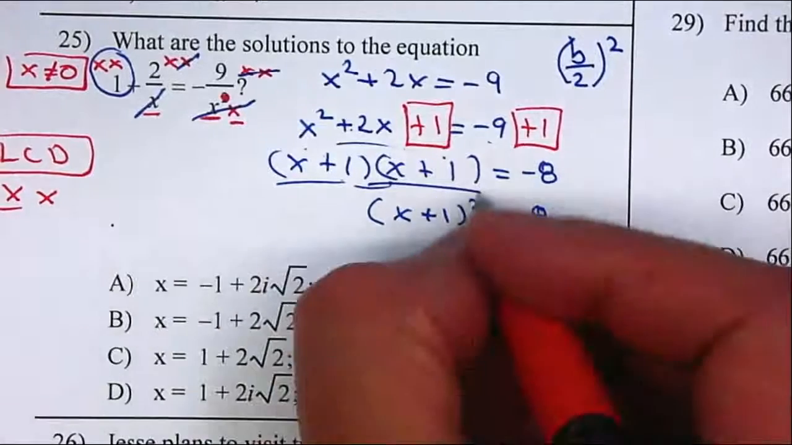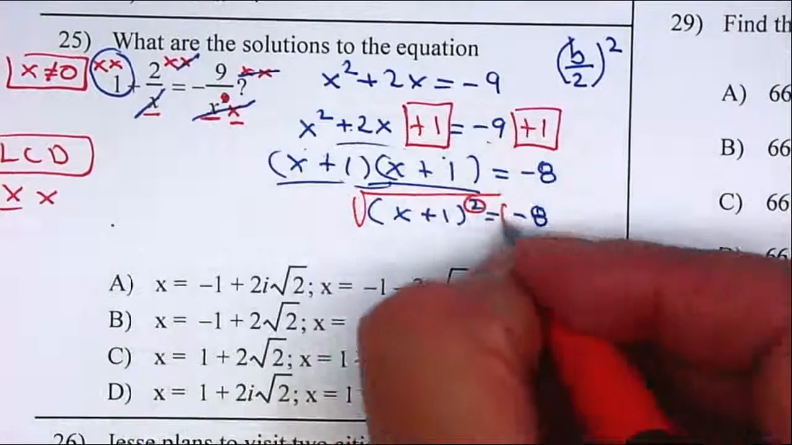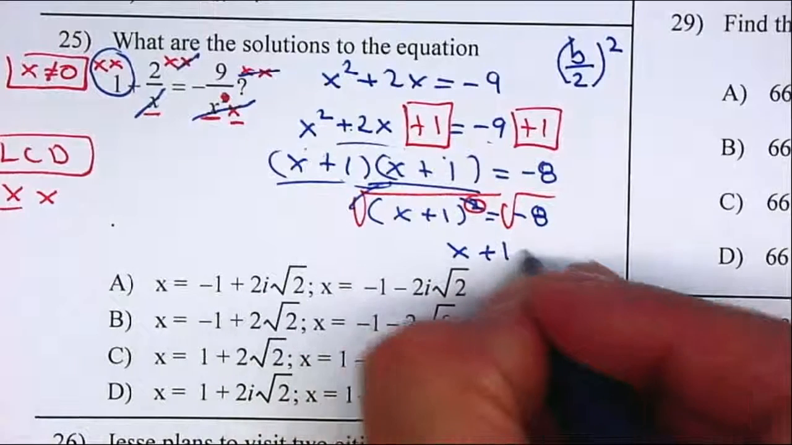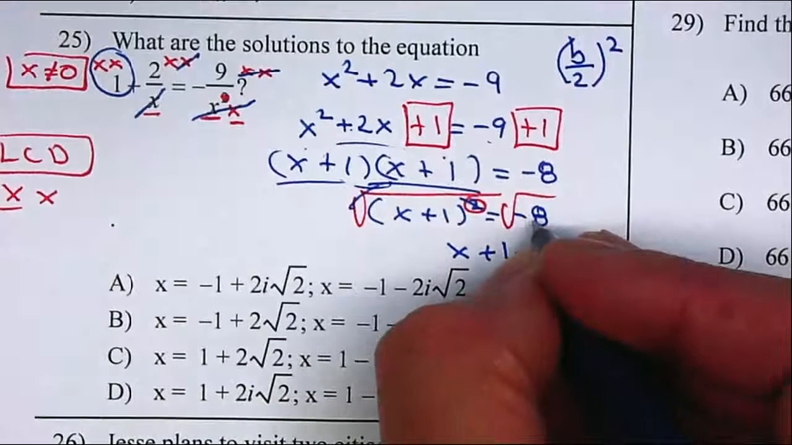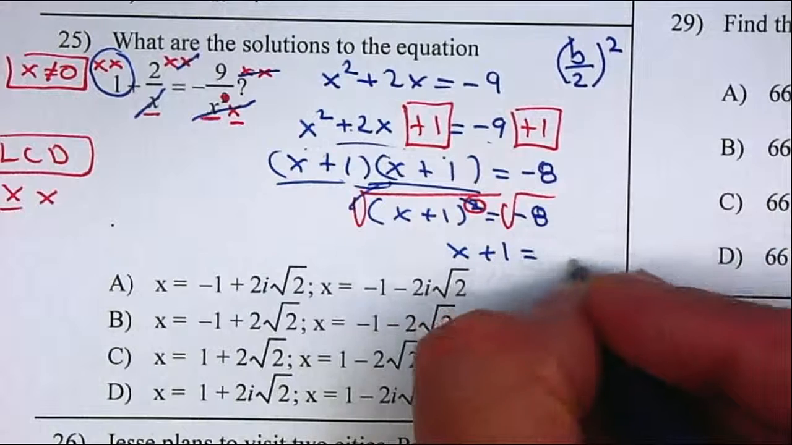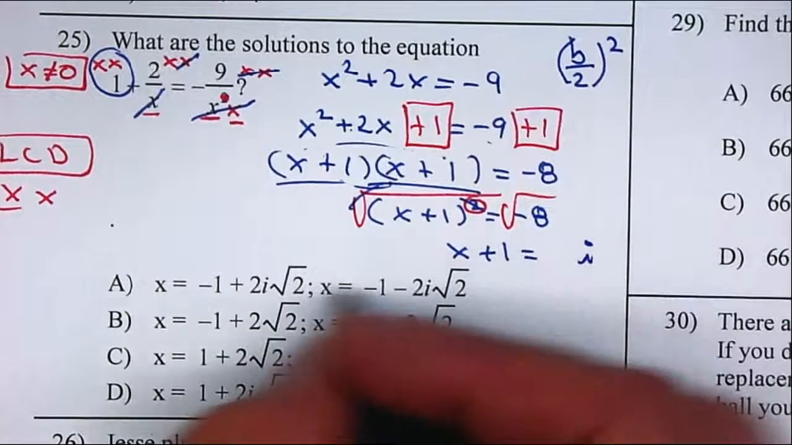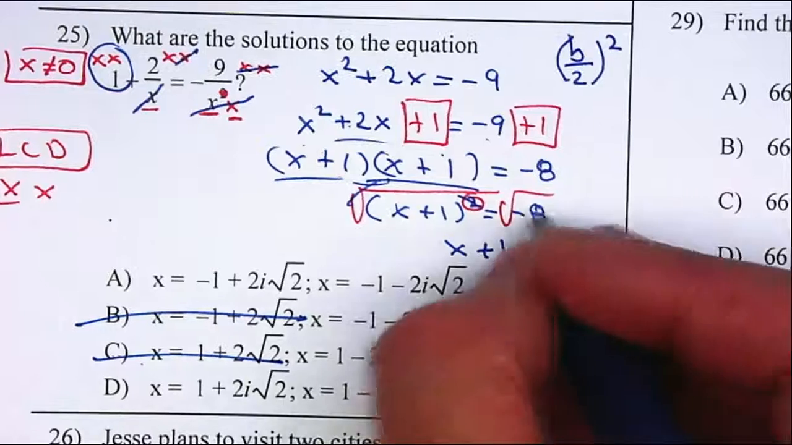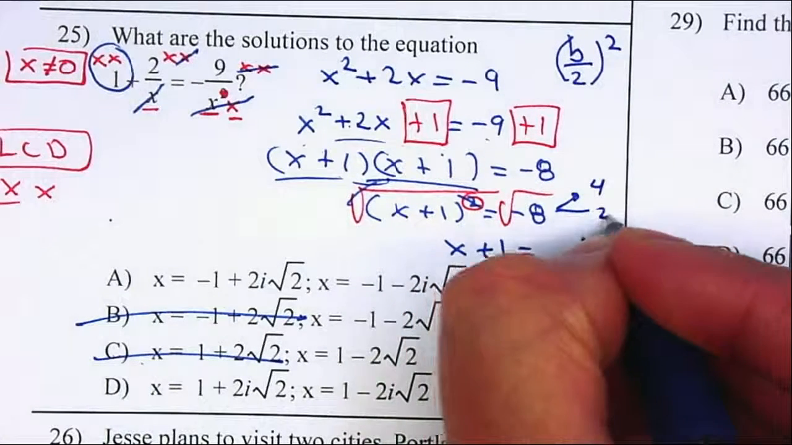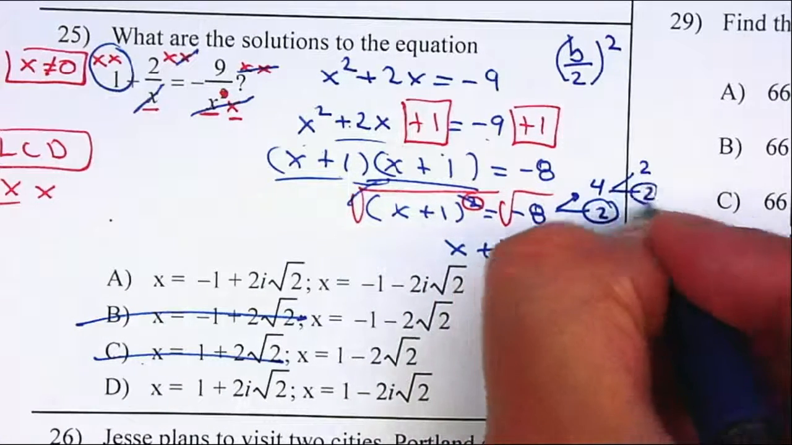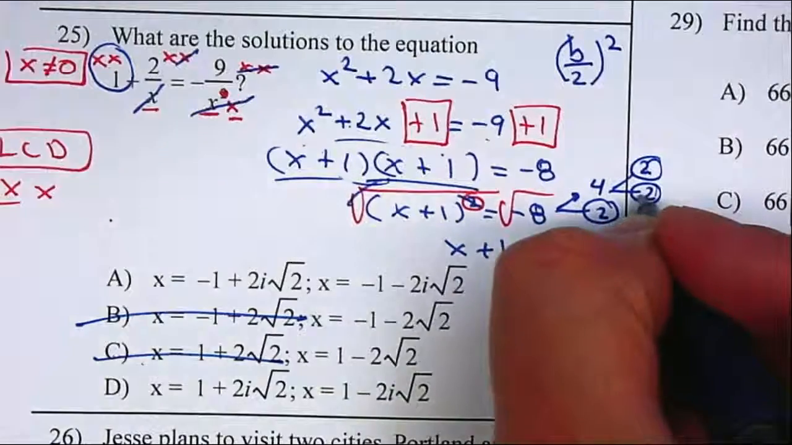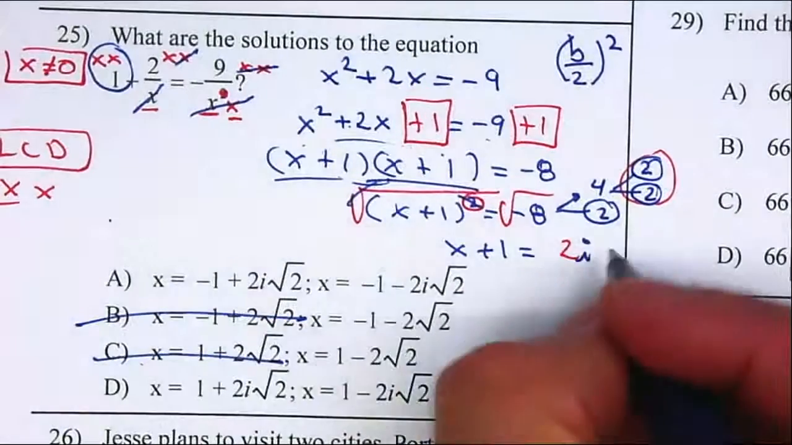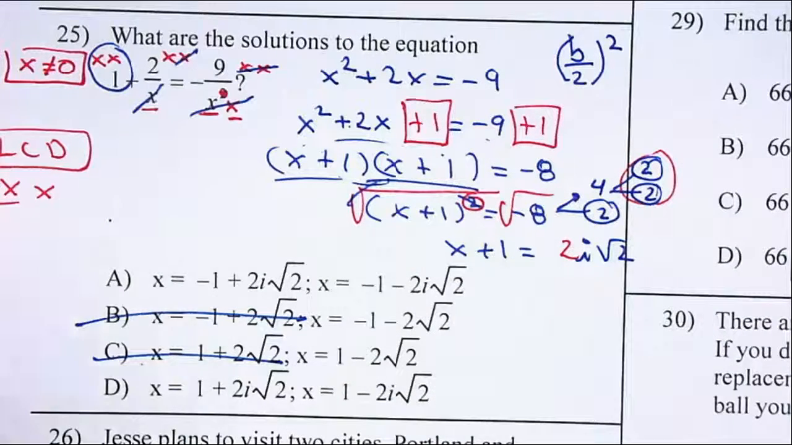To get rid of the square, I'm going to take the square root on both sides. The square root and the square cancel, so I just have x plus 1 is equal to the square root of negative 8. It's a negative, so I know I need to have an i. So my answer should have an i, so it's not B, it's not C. Now the factors of 8 will be 4 and 2, 2 and 2. I'm going to take 2 times 2, which is 4, that comes out. And inside we have the square root of 2. And don't forget your plus or minus.